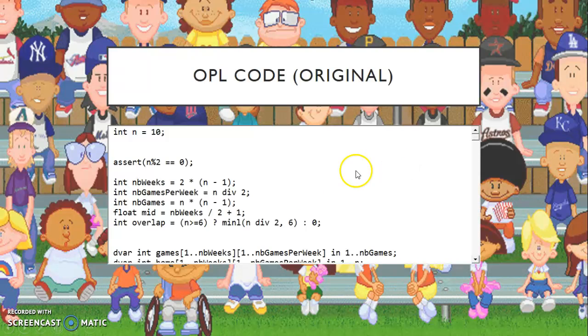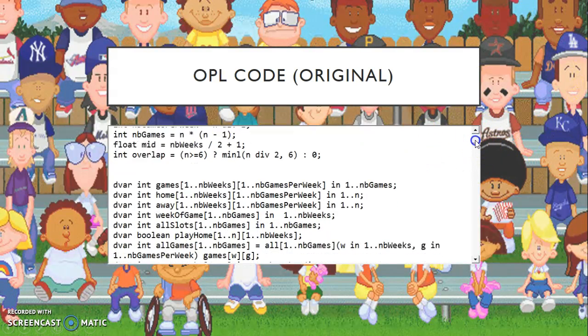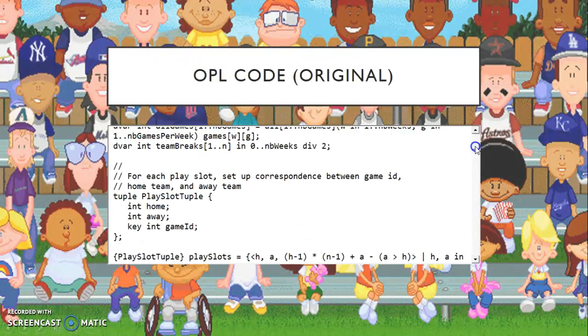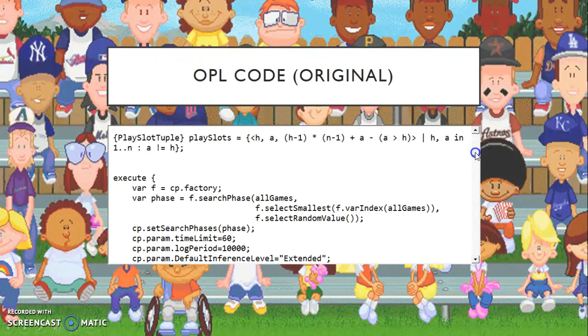So this is the original code. As you can see here, we have n being 10, which is the number of teams they used. I'm not going to take the time to go through this because I want to focus more on the modified version that I did, but I'll scroll through here to show you what their code originally looks like.